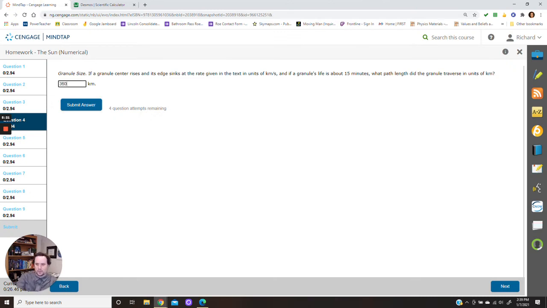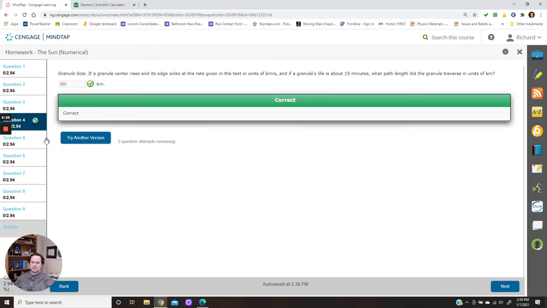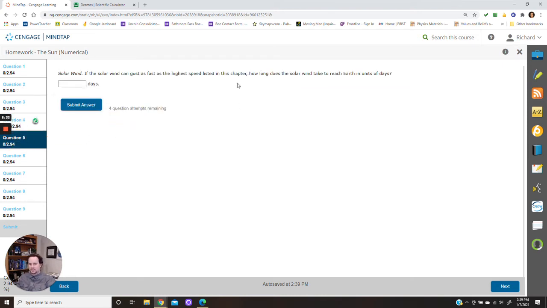So some of this information you have to look up in what the book says. Googling it will give you a range, because these are all averages, and they're saying what the average is. So make sure we stick to our information. Some of the stuff, like this question, you might find online. Solar wind can gust as fast as the highest speeds listed in this chapter. This is another thing that we have to look up.